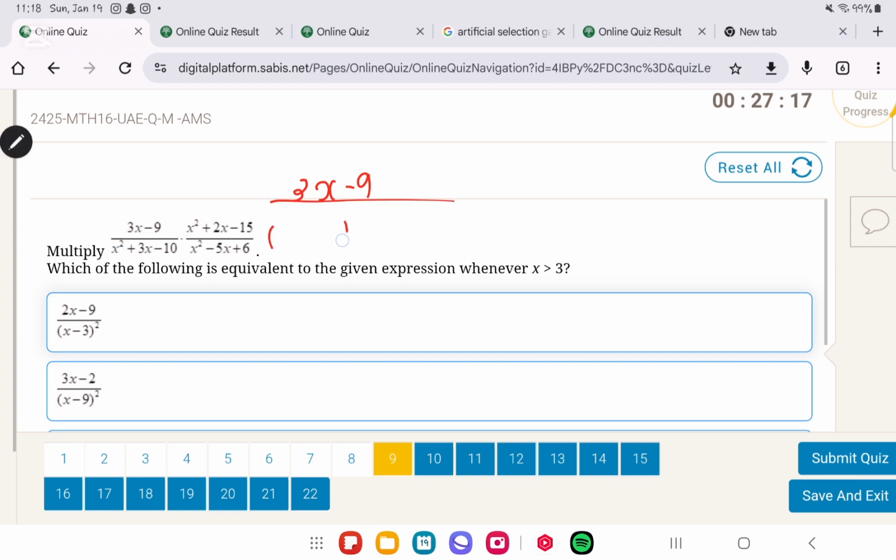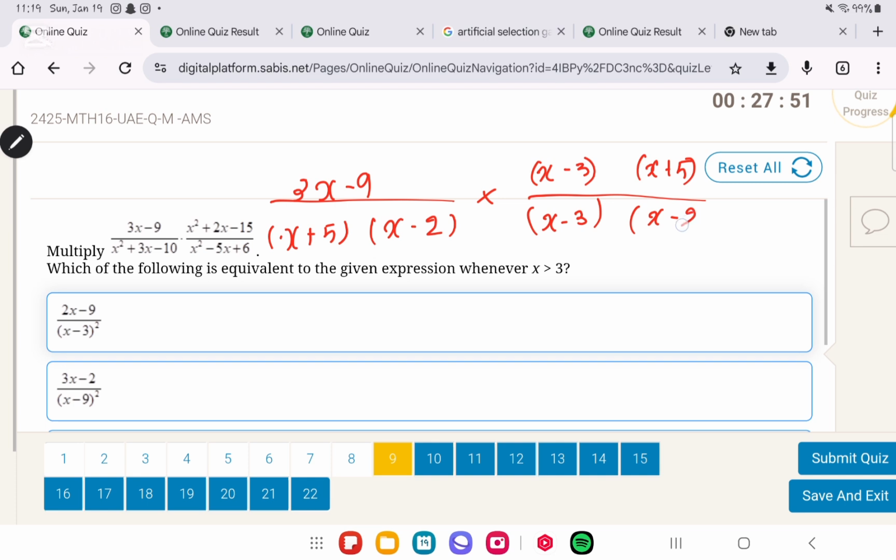I will leave it for you to factorize. I will just give you the answer. So x plus 5, x minus 2. Also, if you factorize a lot, it's going to become way easier to do it mentally. For this one, it is going to be x minus 3, x plus 5. And for this one over here, it's going to be x minus 3 and x minus 2.